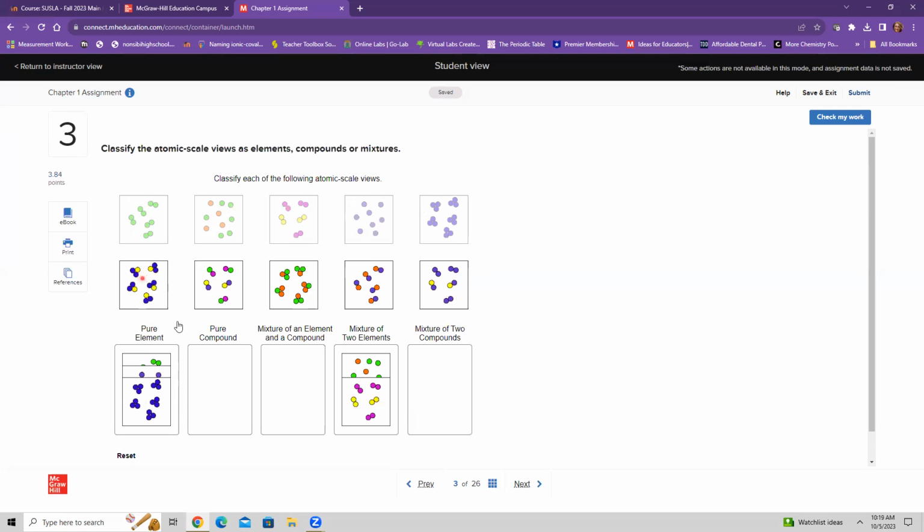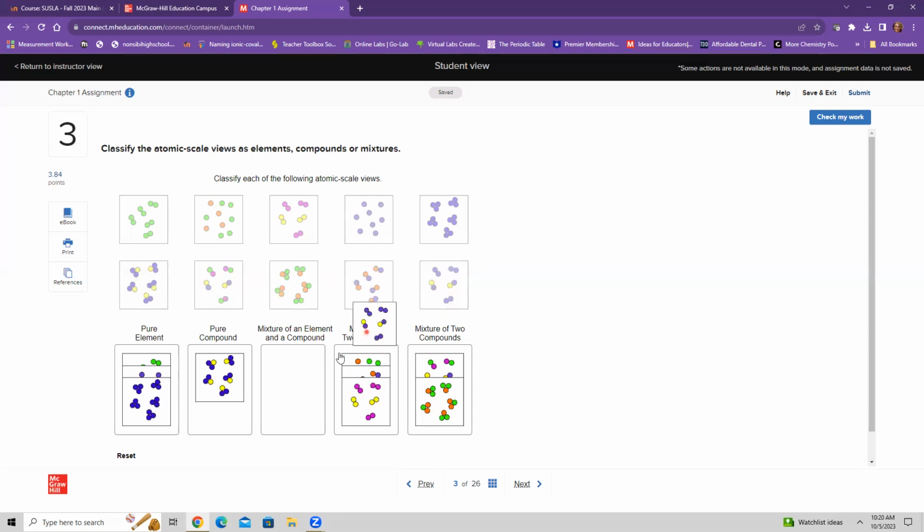This one, however, is a pure compound. See how you got the two blue and the one yellow? This is a mixture of compounds. This is, let's see, see how there's one of these, two of these that have two reds and one green. So this is a mixture of compounds also. This is a pure compound, right? And this is the only one that's a mixture of element and compound.